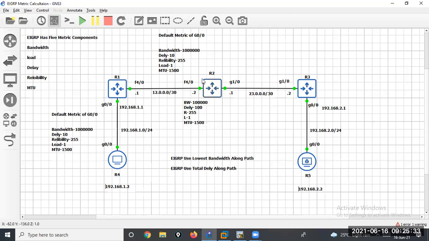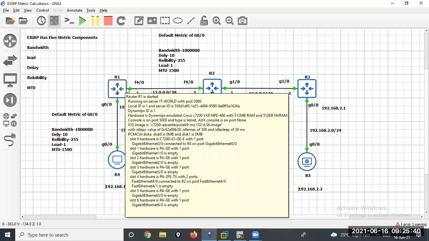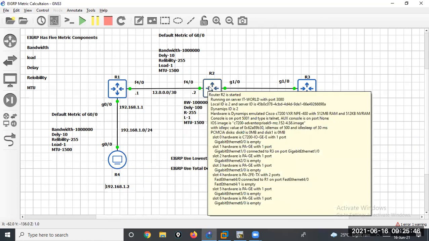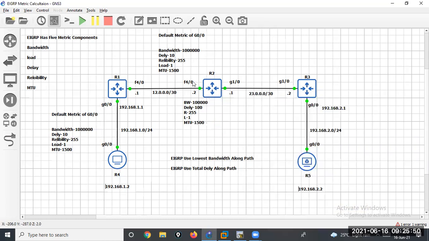Now R2 will compare the metric. So R2 receives the 192.1.1.0 network from R1 with the metric 1000 Mbps. But here, Router 2 will compare the bandwidth. What is the received bandwidth? 1000 Mbps. What is the receiving interface bandwidth? 100 Mbps. Here what is the lowest one? 100 Mbps is the lowest one. That's why the router will take 100 Mbps only.